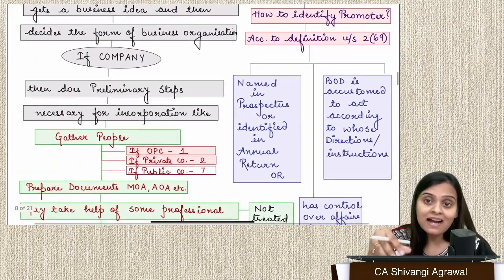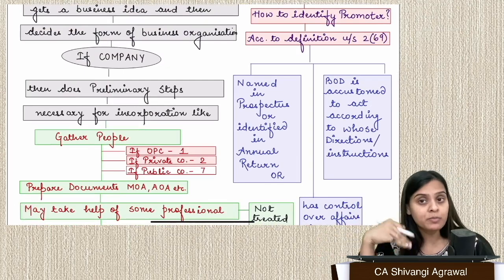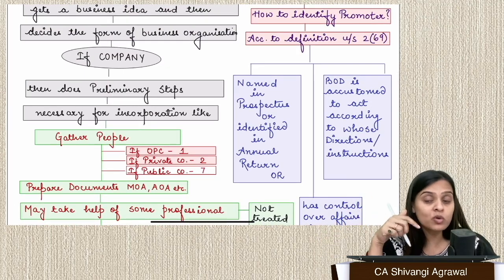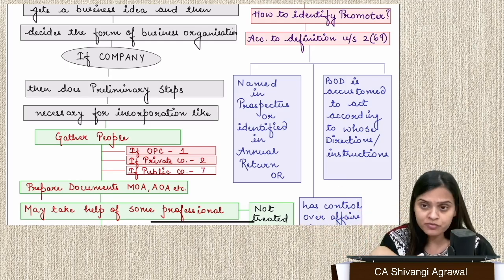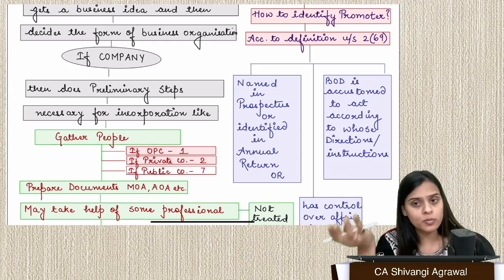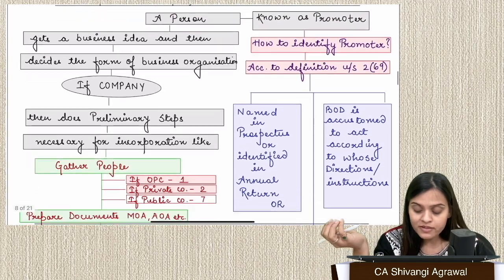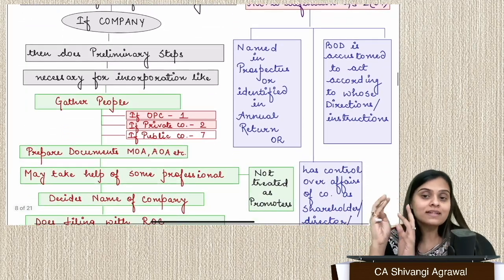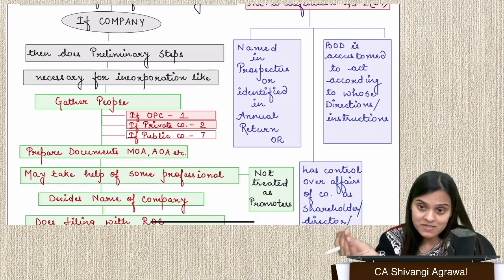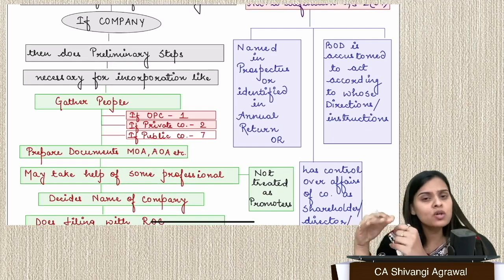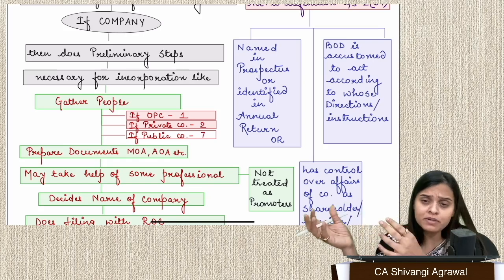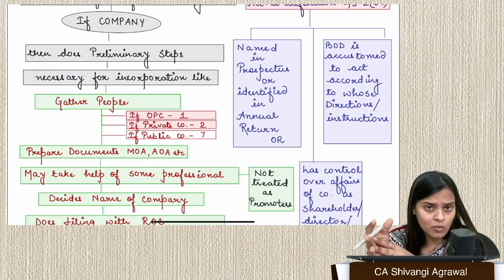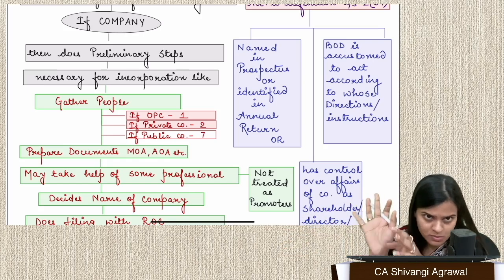or the board is acting according to whose direction. So that particular person can also be a promoter, and promoter need not necessarily be an individual. It could be a body corporate also, it could be a firm also, right? So promoter could be anyone. Now whoever is taking all those necessary steps at the time of formation of the company, or later on subsequently arranges the floating capital or fund requirement, that particular person is also known as promoter, right?